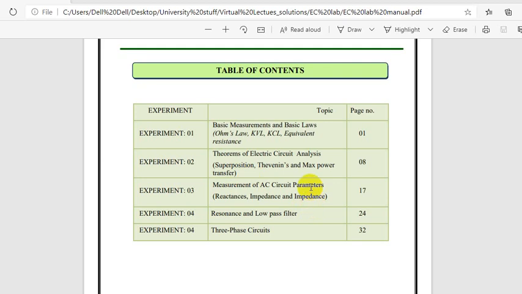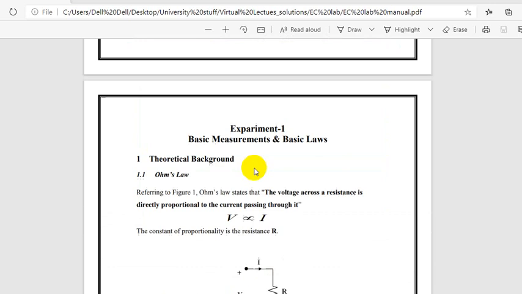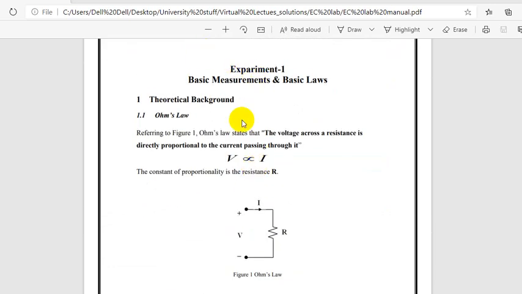So let us proceed with the experiment on basic measurement and basic laws, that is Ohm's law, KVL, KCL. As you know, Ohm's law is nothing but V equals IR. Experiment 1 is basic measurement and basic law, Ohm's law. V is proportional to I, so when V is increasing, I is increasing proportionally.